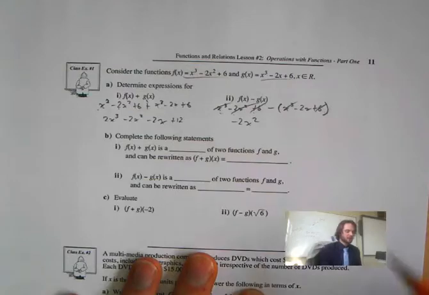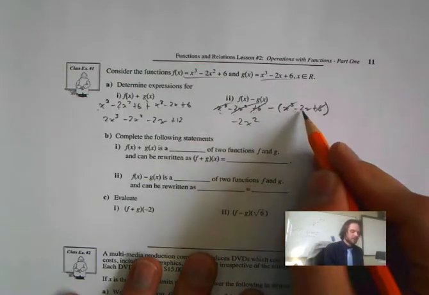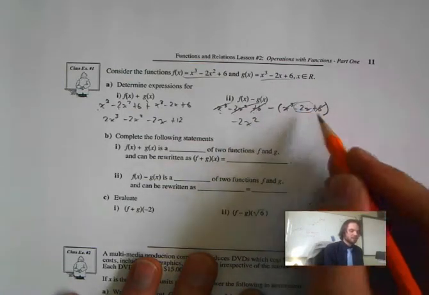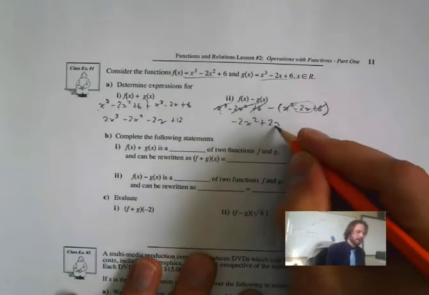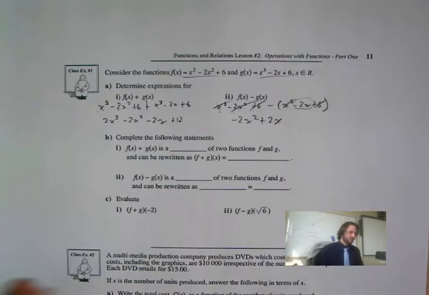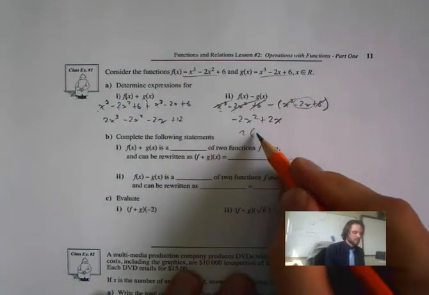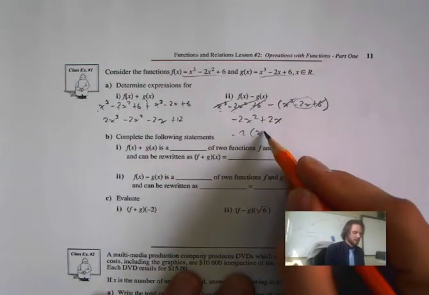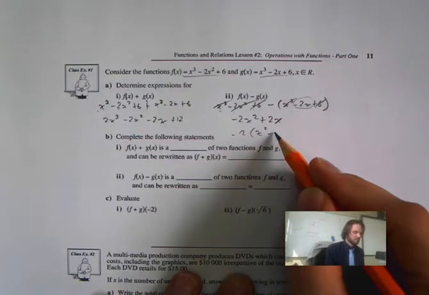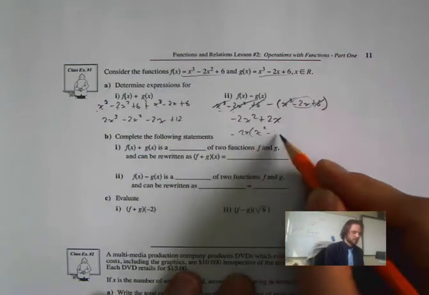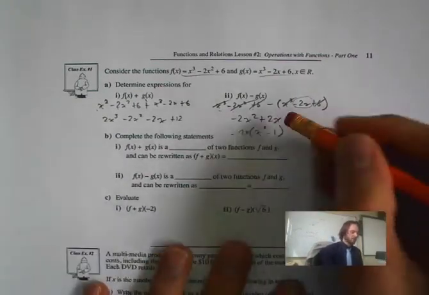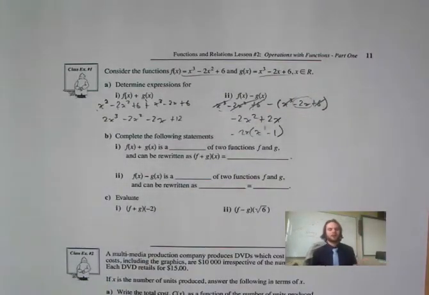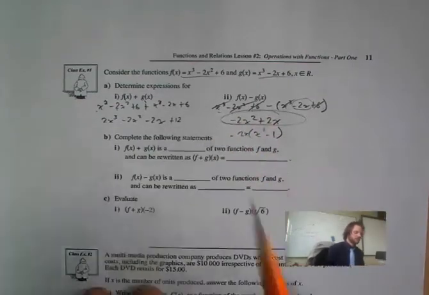Minus positive 6 cancel each other off. And we're also left with, we have to take away a negative 2x. If we take away negative 2x, that's the same thing as adding 2x. Okay? I could even factor that. This is negative 2x squared plus 2x, or factored, 2x times (x minus 1). If I want, I can factor it, or we can leave it as is. Probably this is the best answer.